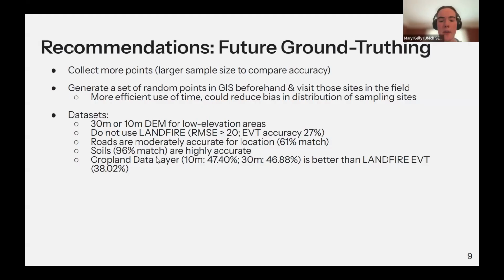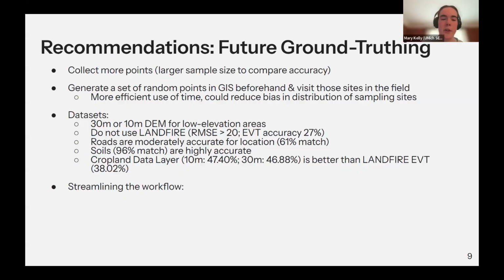And then this last one, the cropland data layer, the 10 meter or the 30 meter could work well, depending on your computing power and how much space you have on your computer for working with that amount of data. That particular layer performed much better than the LANDFIRE data. So we do recommend that data set moving forward.